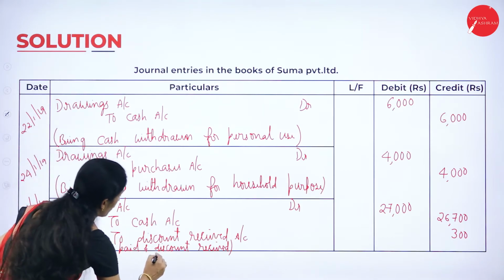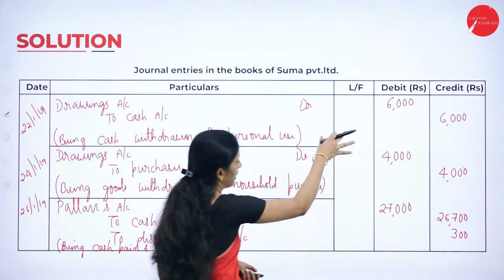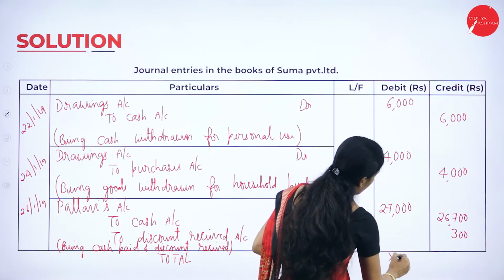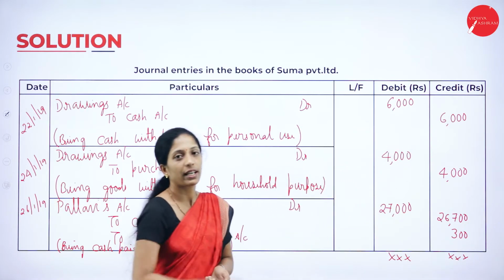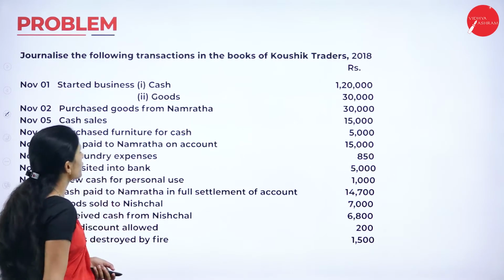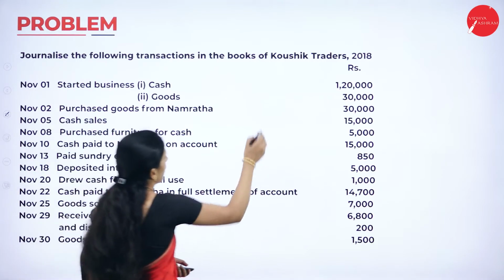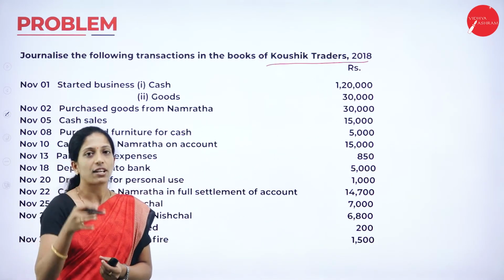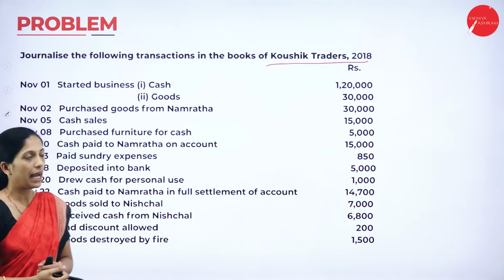Then as I told you, you have to total. So, total all the amount on the debit side from the beginning and all the amount on the credit side. So, you have to get the same amount here. Okay. So, hope you are clear how you have to record the journal entries. Now, moving on to the next problem. Journalize the following transactions in the books of Kaushik Traders 2018. So, they have given the transactions relating to Kaushik Traders where you have to record the journal entries.